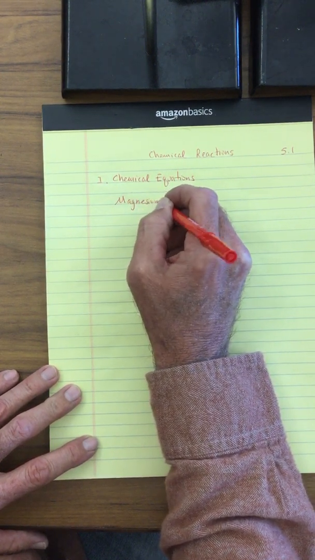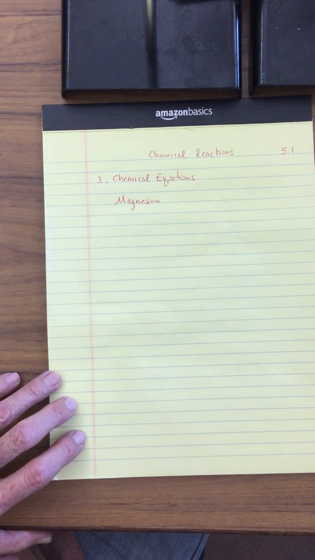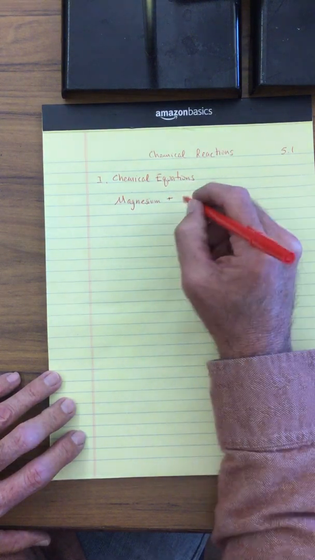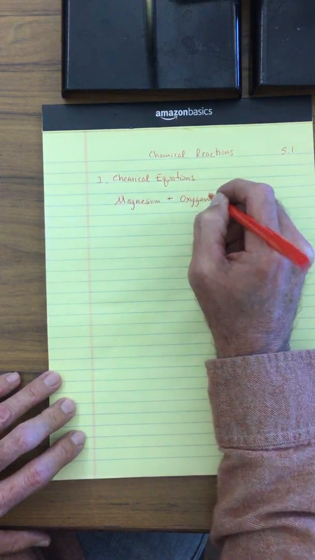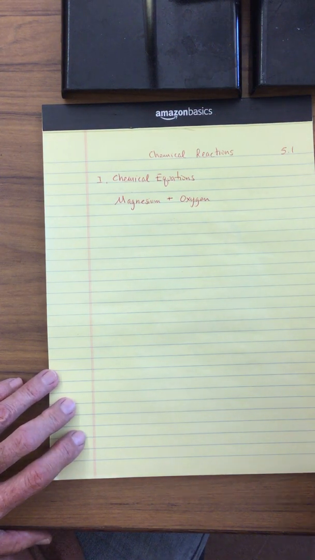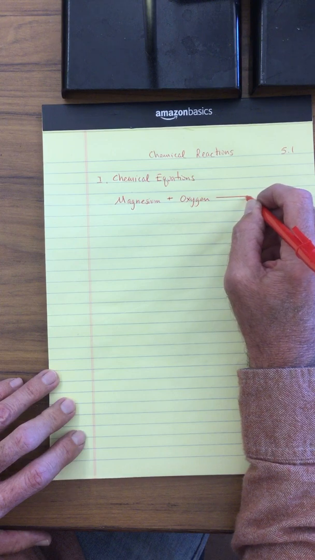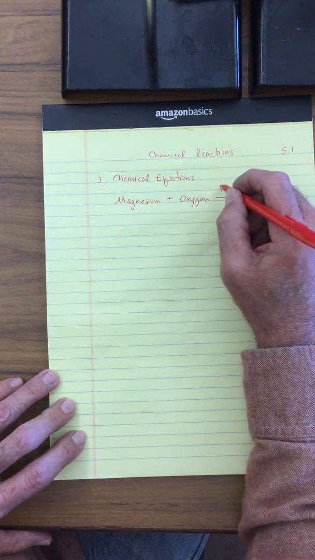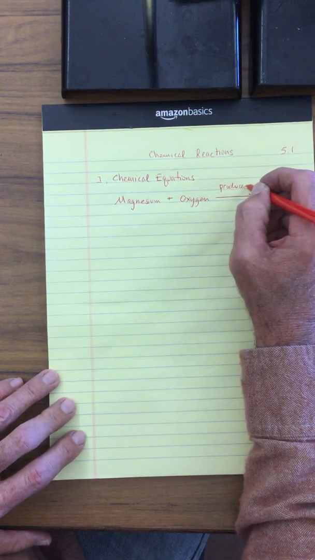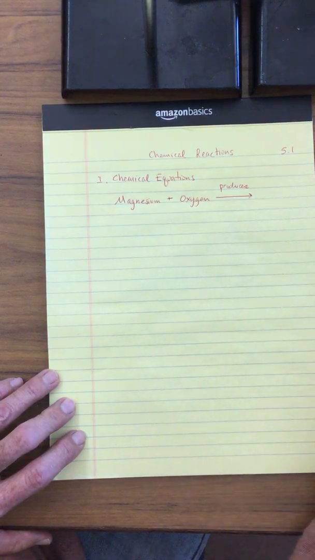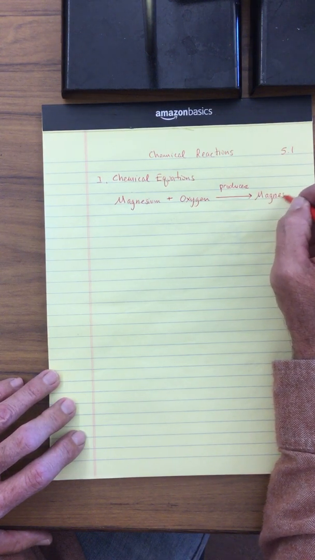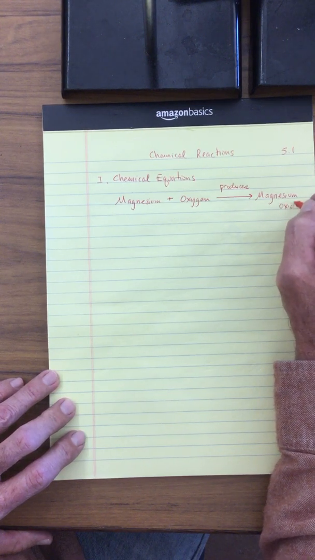Magnesium was that metal strip that produced loads of light. And when I ignited it, it was reacting with the oxygen. And we're going to start to introduce some chemical symbols as well. What it does is it produces, and I'm going to put this arrow like this, an arrow that means it produces. Sometimes people will say it yields, it makes, produces. And my end product is going to be called magnesium oxide.